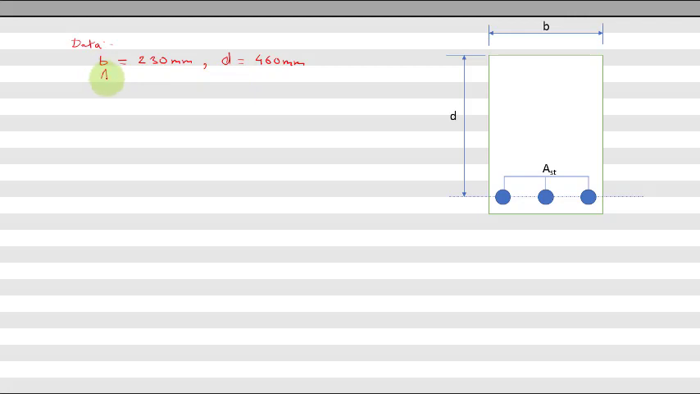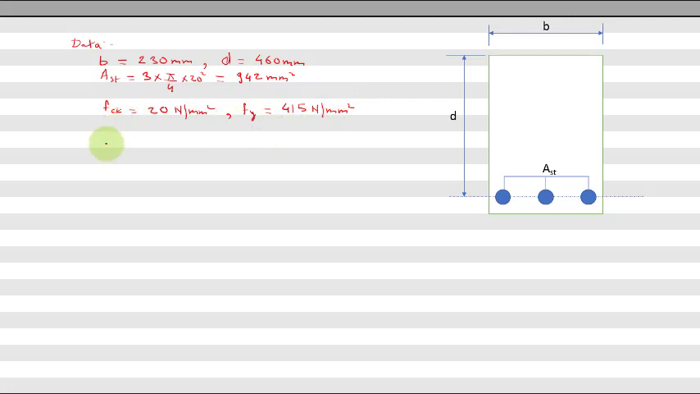Now AST, what is the area of steel given? So this AST is 3 numbers of 20 mm dia bars. So AST will be 3 into pi by 4 into 20 square. So this becomes nearly 942 millimeter square. The grade of concrete is given. What is the grade of concrete? It is M20, so fck is 20 Newton per mm square. Grade of steel is given. It is Fe415, so fy will be 415 Newton per mm square.